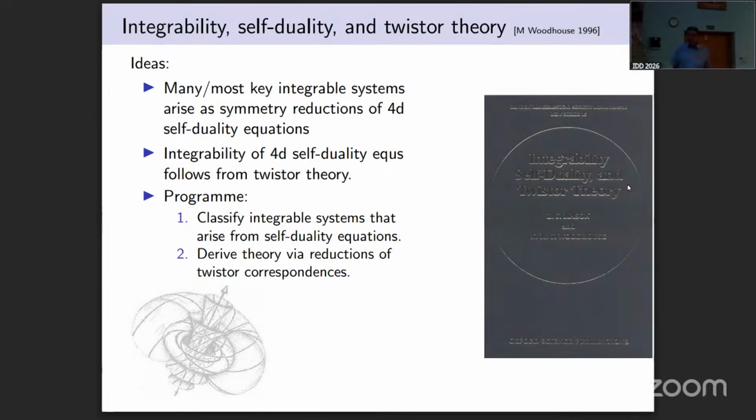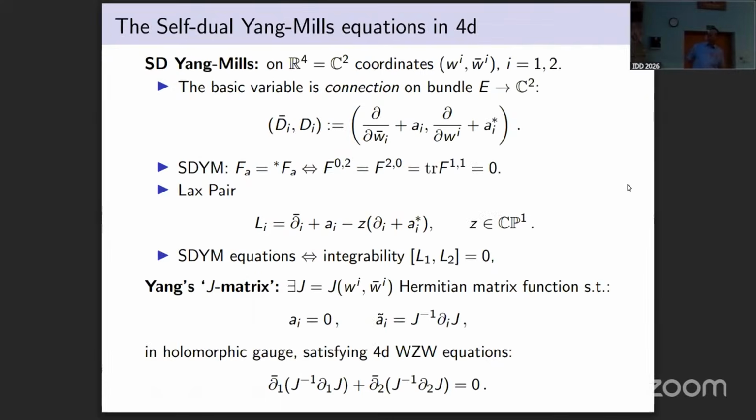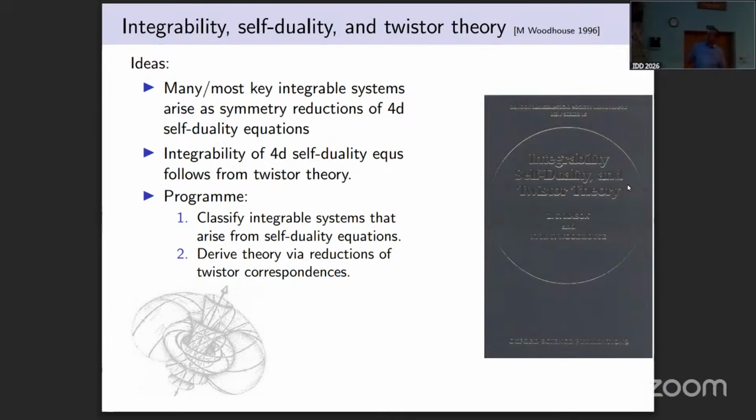And there were similar ideas for the self-dual Einstein equation. So this led to a program that Nick Woodhouse and I followed in this book, which was to classify the integrable systems in terms of their reductions from the self-duality equations in 4 dimensions, and to derive the theory of those equations via reductions of the twistor correspondence. That logo there is a picture of a twistor that Roger Penrose likes to draw. So this was successful as far as it goes.